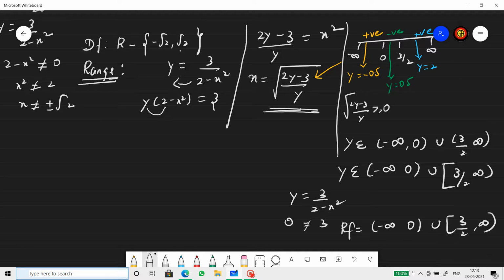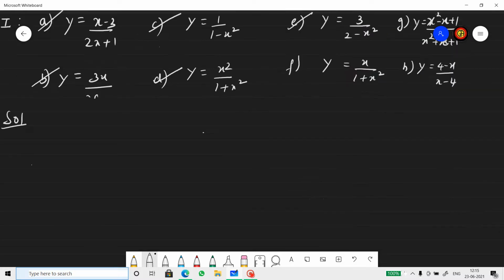Understood? So first we write what y is, and then from y we confirm the range of the function. So we finished till the E sum. Now we are heading towards the F question: y equals x by 1 plus x square.